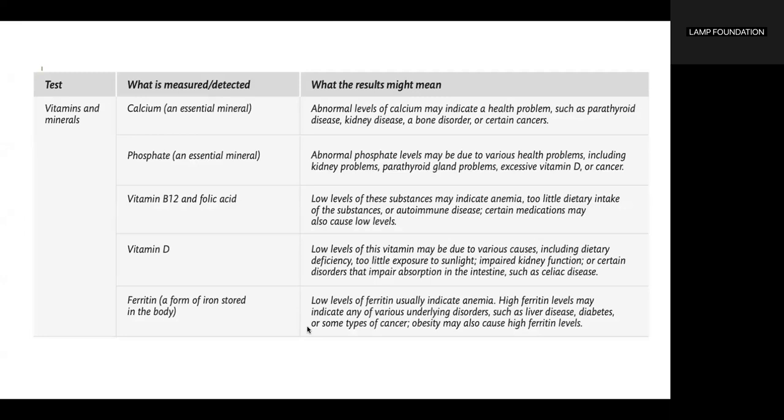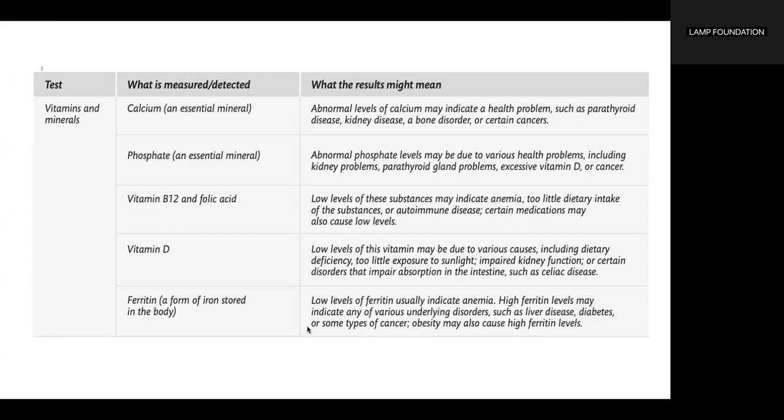Vitamin B12 and folic acid. Low levels may indicate anemia, too little dietary intake of the substances, or autoimmune disease. Certain medications may also cause low levels. Vitamin D. Low levels may be due to various causes, including dietary deficiency, too little exposure to sunlight, impaired kidney function, or certain disorders that impair absorption in the intestine, such as celiac disease.